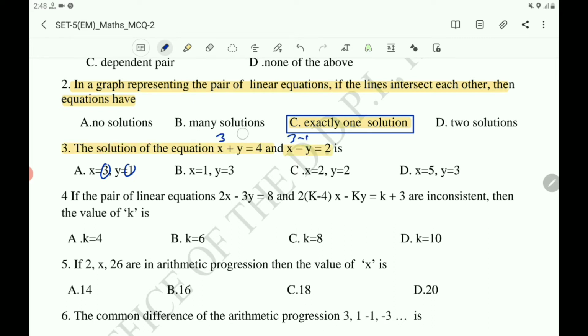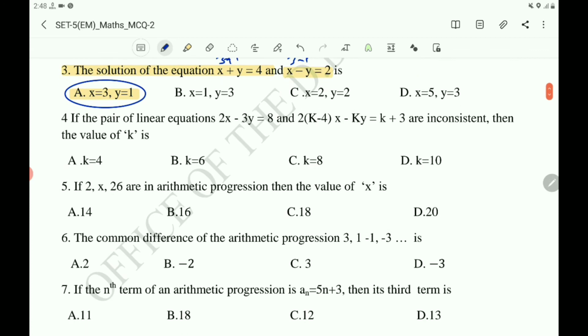So this first one only satisfies the pair of linear equations. Therefore, which is the answer here? Option A is the answer. So note down: option A is the answer, x equals 3, y equals 1. Now you take the fourth question.